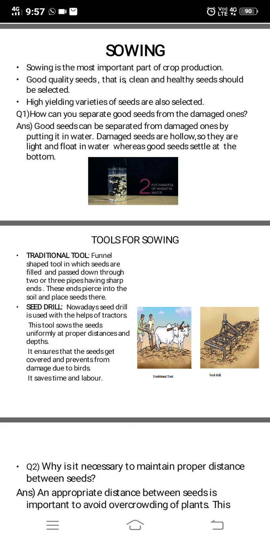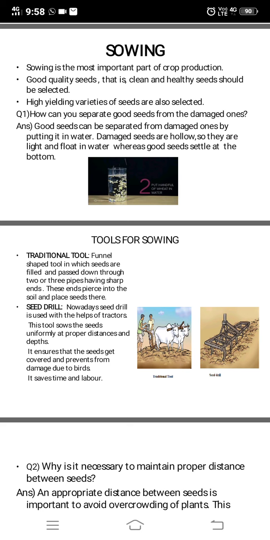And why are they light? Because they are hollow inside. How did they become hollow? Because microorganisms, an insect, a bug or something might have eaten that crop. So that is why they are lighter. They are damaged by insects or pests.